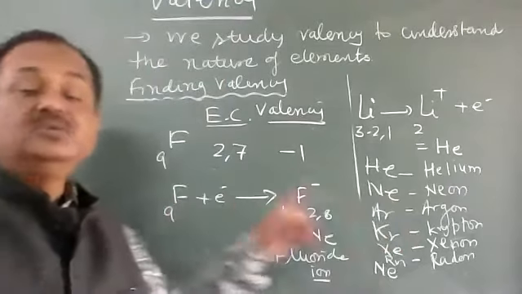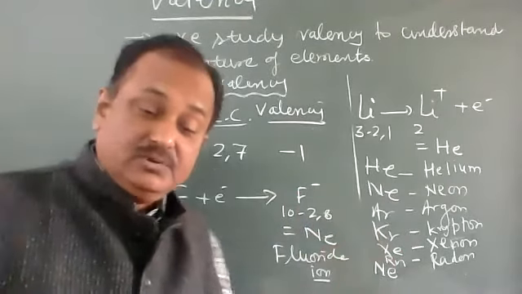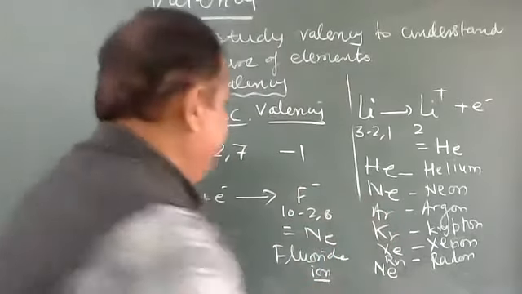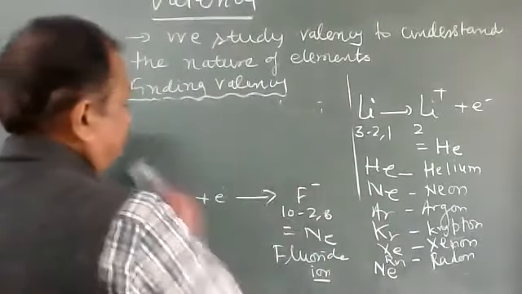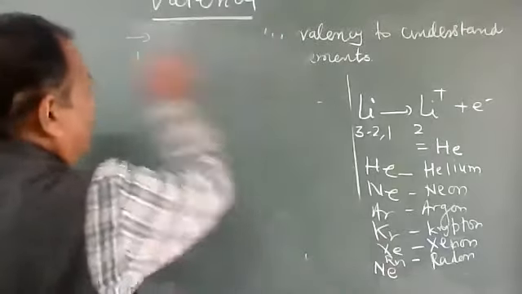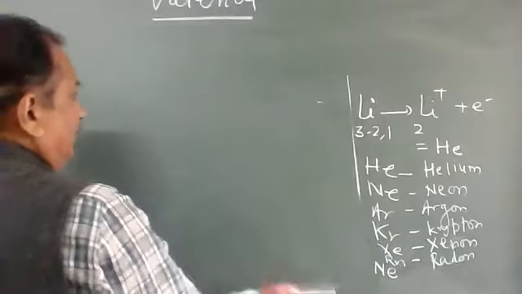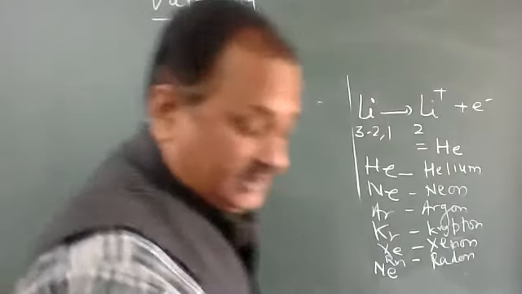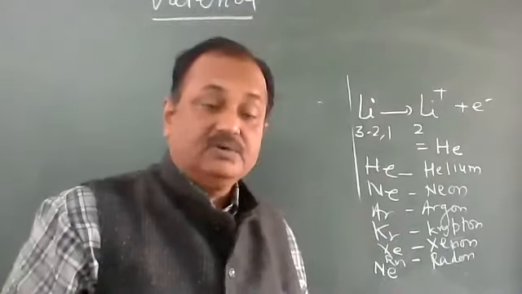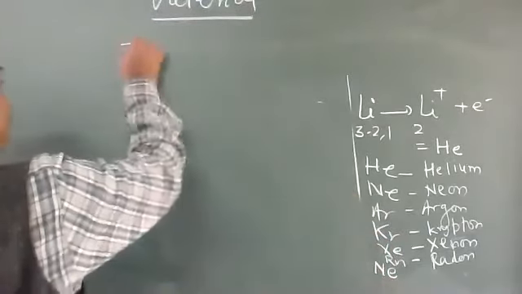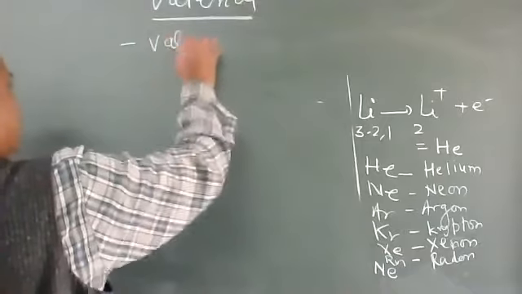Similarly, oxygen was also equal to neon. So this is just a comparison, a comparative study of the valency. So valency can be found out by the number of electrons in the outermost orbit, the outermost shell.